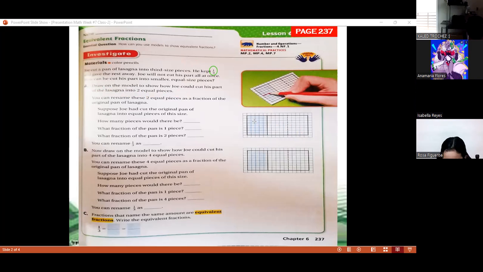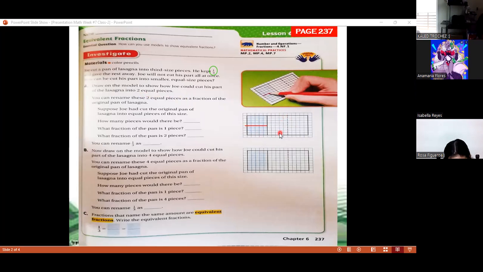Okay, 1, 2, 3, 4. Okay, here, I'm going to draw. Okay, again, we're going to draw in this part. Here, the line. So we're going to count 4 and 4. So it's going to be the half of the first part, because it says draw on the model 2 equal pieces. So I'm drawing here the lasagna into 2 equal pieces, the first part.